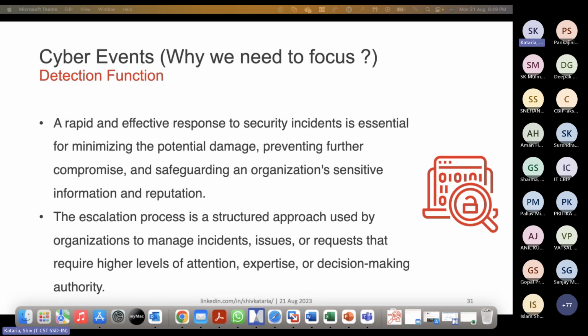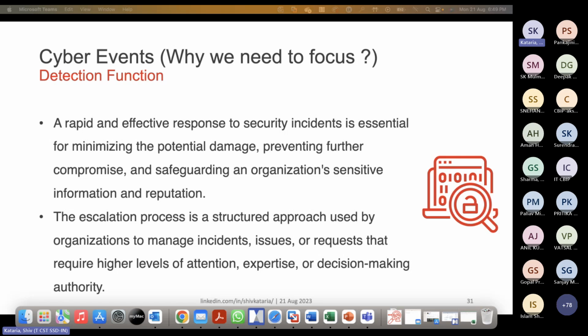So cyber events. Now we have understood identifying, we've understood detection, but what if something happens? What do we need to focus on? The cyber event response is important to focus on because once we have a detection capability available, we should not stop there. We need to also take some actions and understand what we should classify as a cyber event. It's basically a rapid and effective response to security events, which allows us to minimize the potential damage by preventing further compromise to our system.